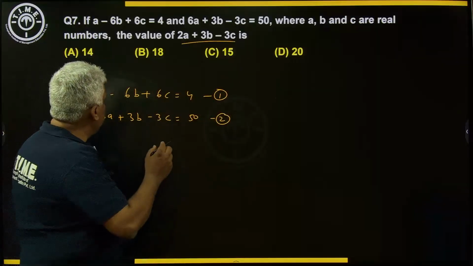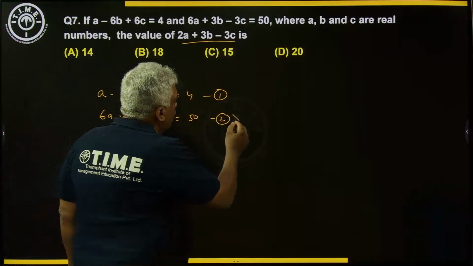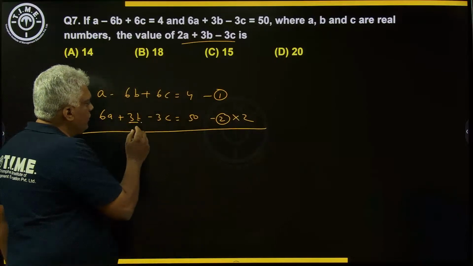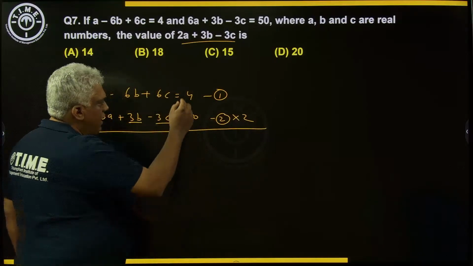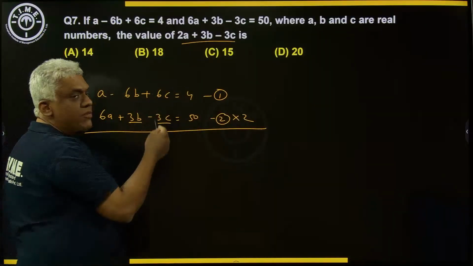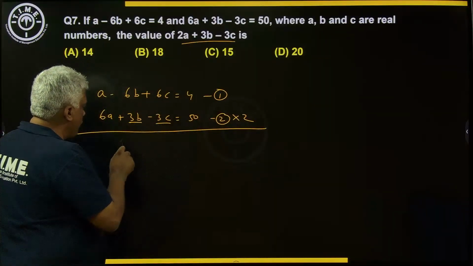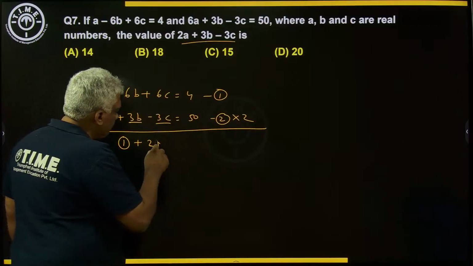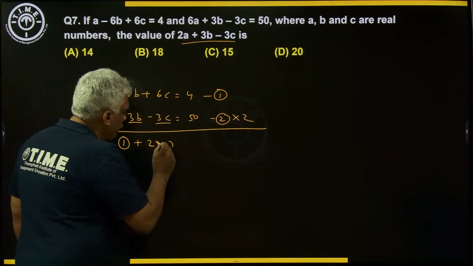So what we can do is multiply this equation by 2, right? If you multiply by 2, what will happen? This will become 6B and this will become 6C, and we can add. B and C will get cancelled, right? So what we can do is equation 1 plus 2 into equation 2.